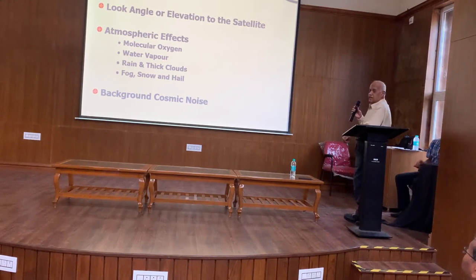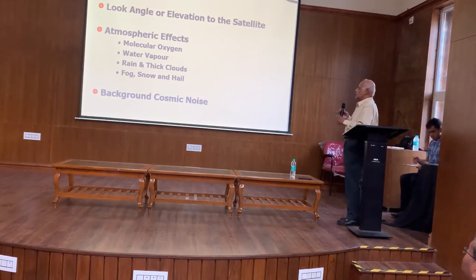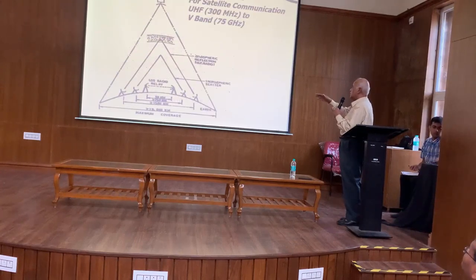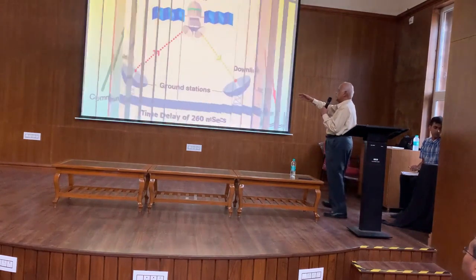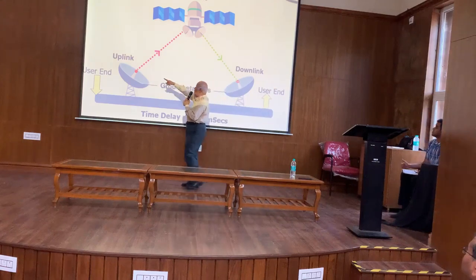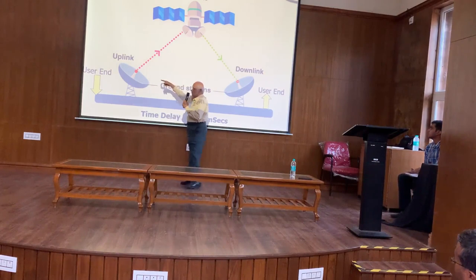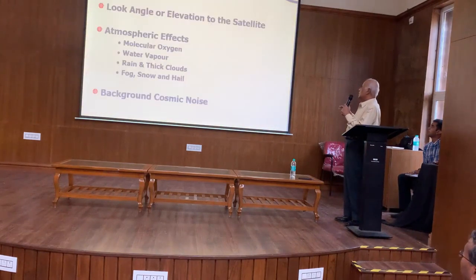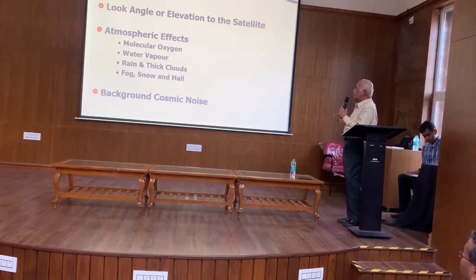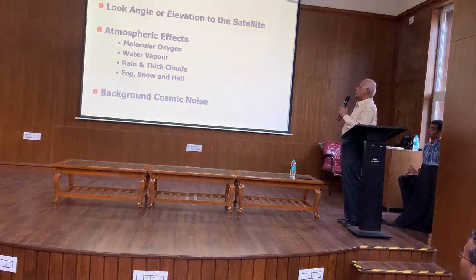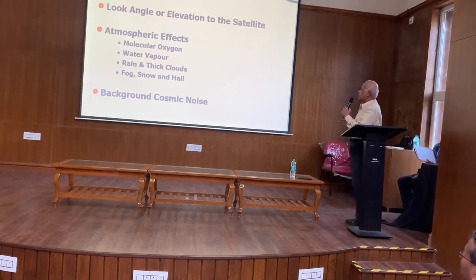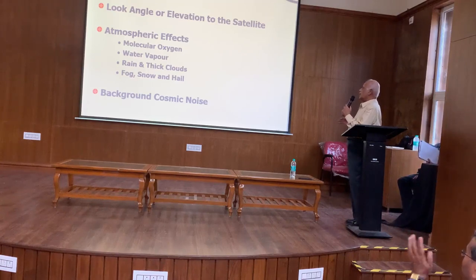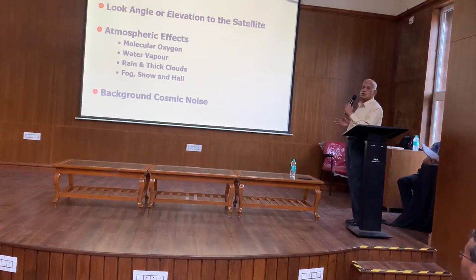Factors influencing a satellite communication link. There is a lot of loss that happens in this segment. Free space loss and other losses. Free space loss, a look angle or elevation to the satellite, based on that, there will be some losses. There will be atmospheric absorption based on molecular oxygen, water vapor, rain and thick clouds, fog, snow and hail. These are applicable to northern latitudes in US, Canada and all that. And the background cosmic noise.